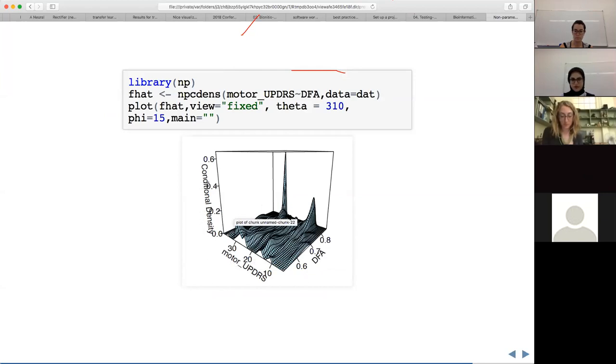So again, you could see, for example, that the likelihood or the interaction of these two variables is higher for DFA values that are in the range of 0.8, and for the motor UPDRS values that are like 30. So you see where that likelihood function is, well, the joint density between these two variables is maximized, right? So you're able to find those local maximums, see them.